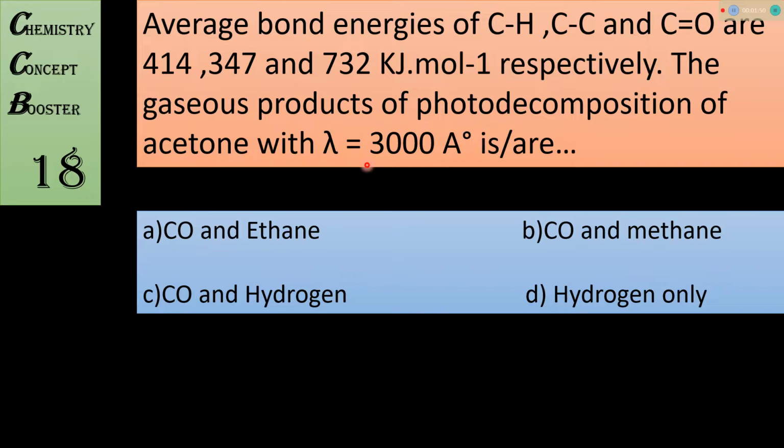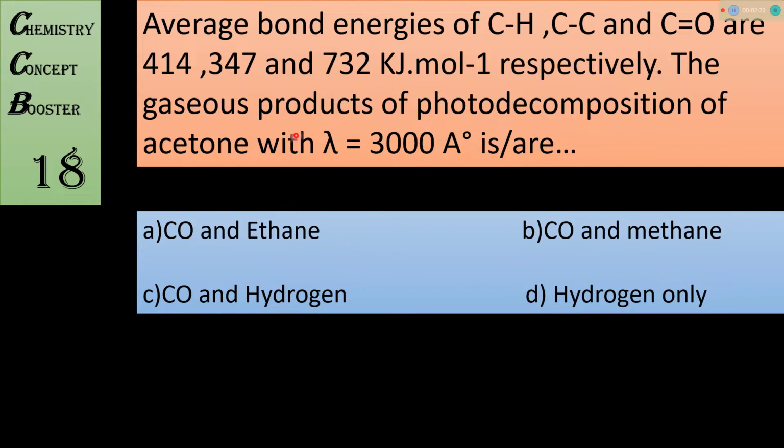If we use light to treat acetone, then obviously there will be decomposition of acetone. Then we have to find what is the gaseous product of photodecomposition of acetone. The options are carbon monoxide and ethane, carbon monoxide and methane, carbon monoxide and hydrogen only.